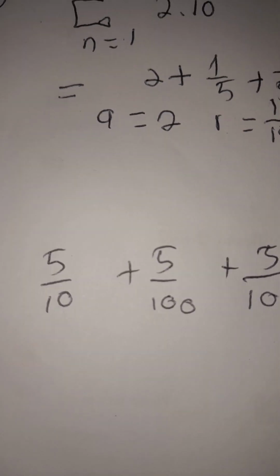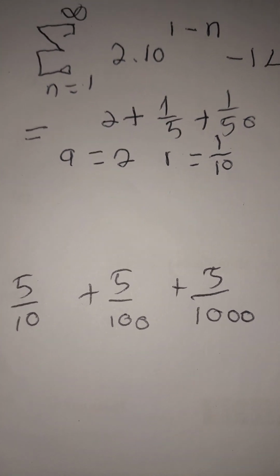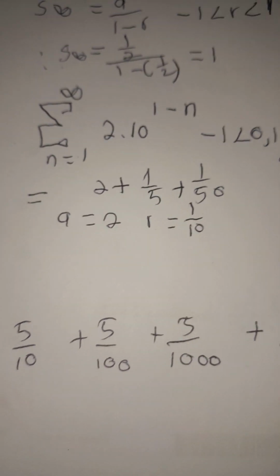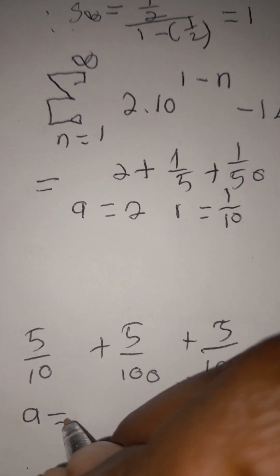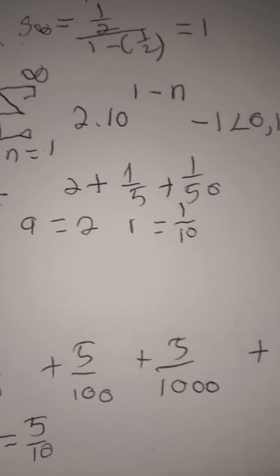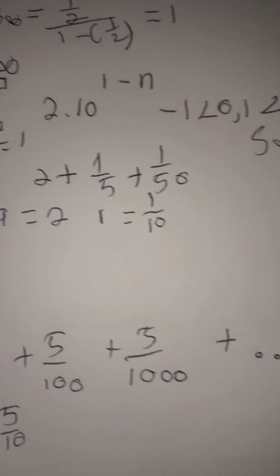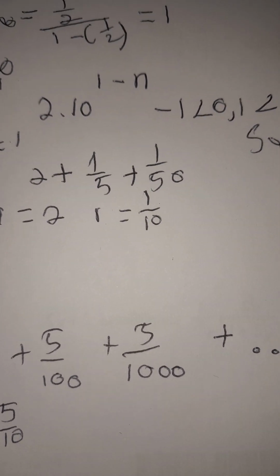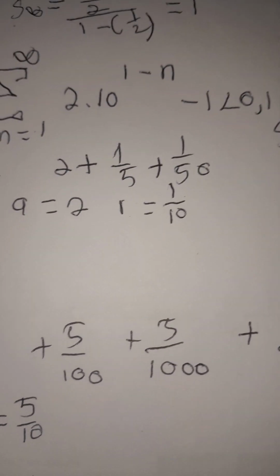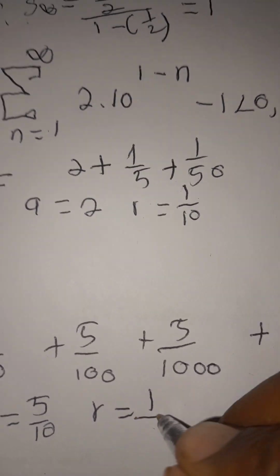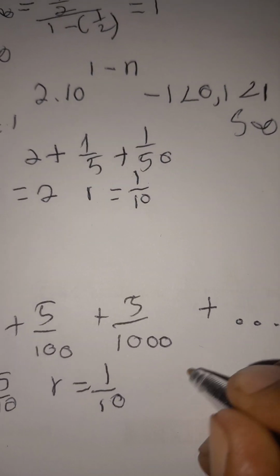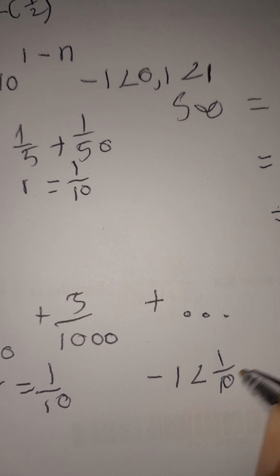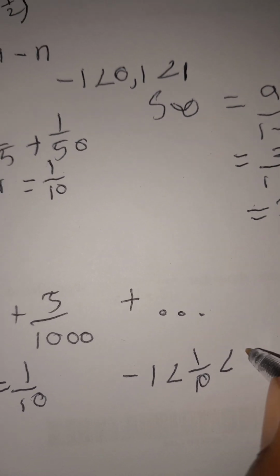Let's go to the last question. We still have to calculate the series. Similar approach. The first term a is 5 over 10. What about the ratio? The ratio will be 5 over 100 divided by 5 over 10, which will give you 1 over 10. So the ratio will be 1 over 10. Yes, it's converging, since -1 is less than 1 over 10, and 1 over 10 is less than 1.